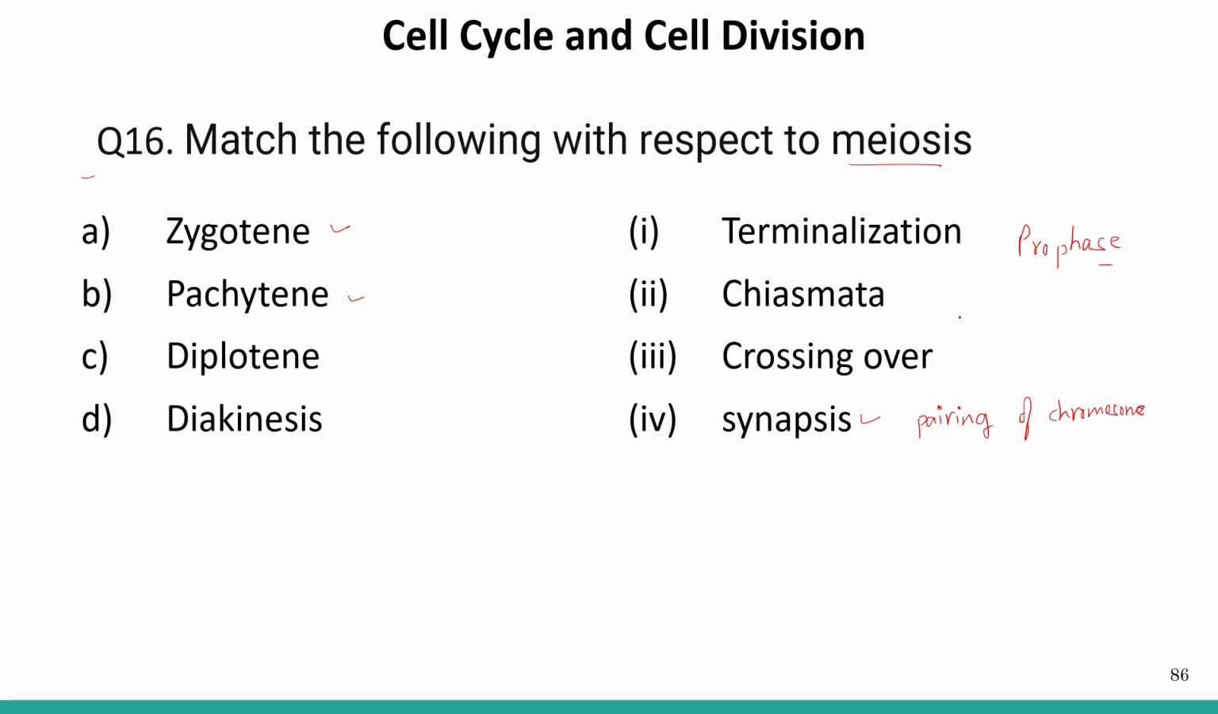Pachytene, what happens? Crossing over takes place during pachytene. During diplotene, what happens? Chiasmata formation is seen, and in diakinesis, there is terminalization of the chiasmata.